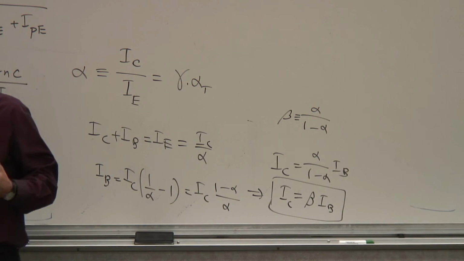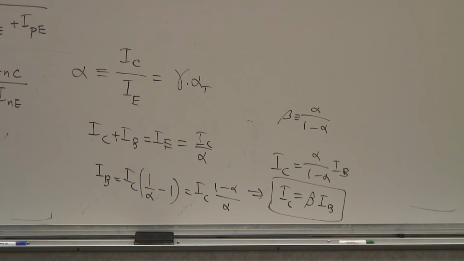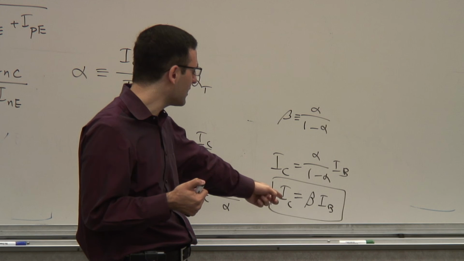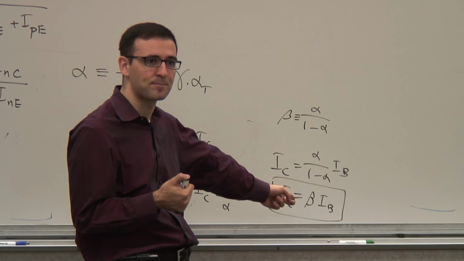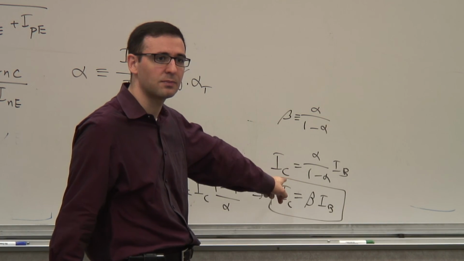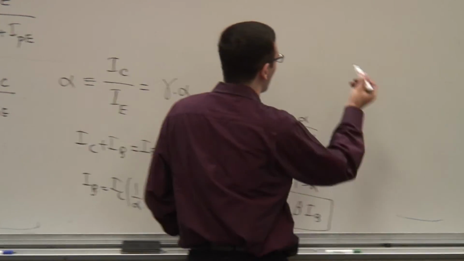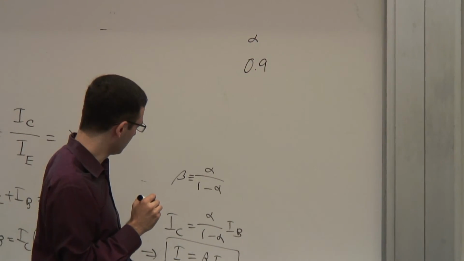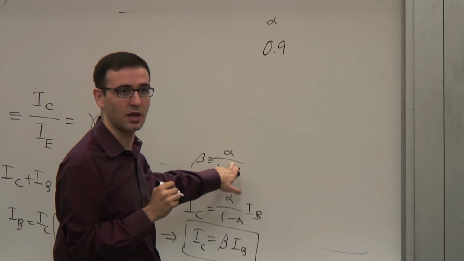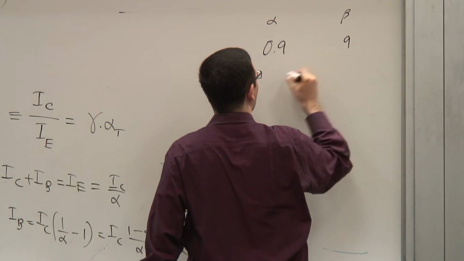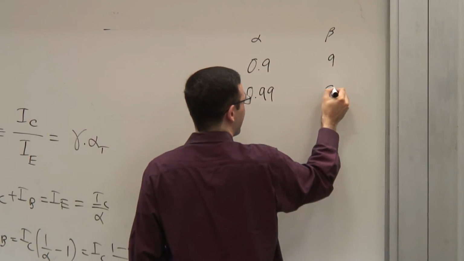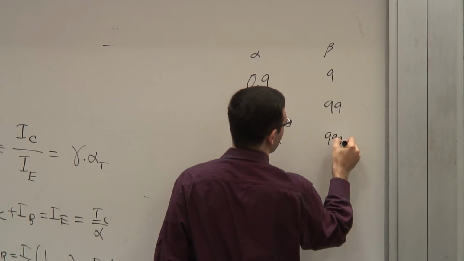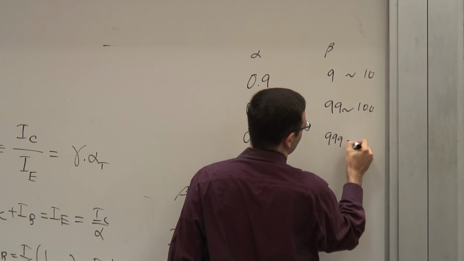Now, I want alpha to be as close to 1 as possible. So in a properly designed transistor, alpha is close to 1, and therefore beta could be a large quantity. But you can also see it's extremely sensitive to the parameters of the transistor. So just to show you how it works: if my alpha is 0.9, what's my beta? This is 0.1, this is 0.9, so it's 9. If it's 0.99, it would be 99. And if it's 0.999, it becomes 999. So basically approximately 10, 100, 1000.